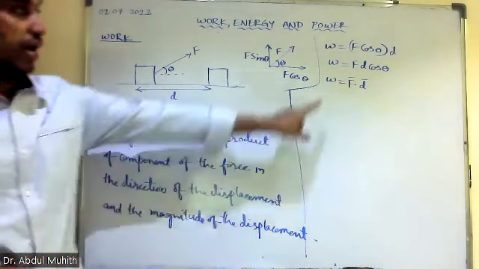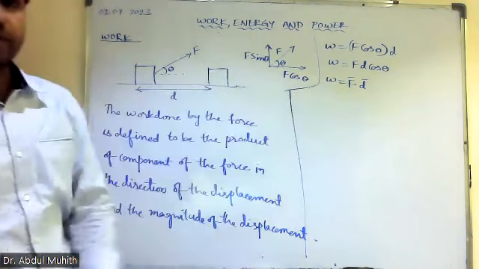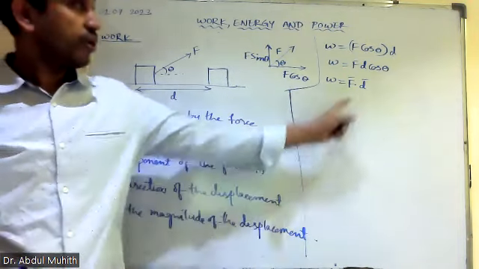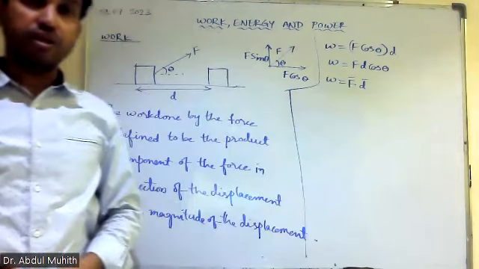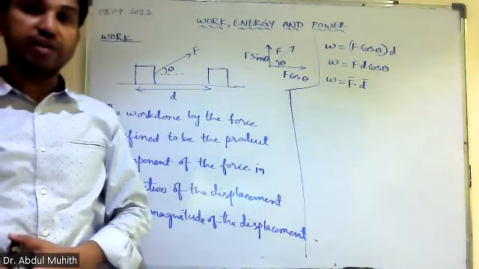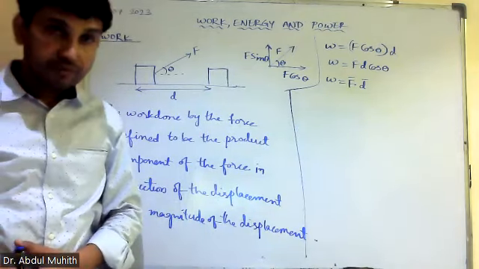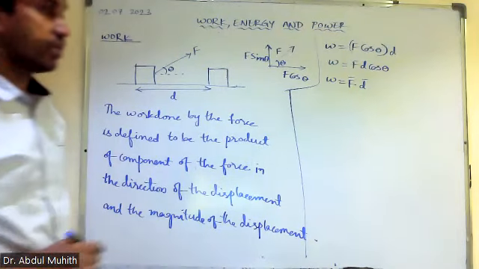But on work done, I haven't written the bar. Why? For F and D, I wrote bar on the top, but for W, I didn't. Scalar quantity. Very good. Work done is a scalar.